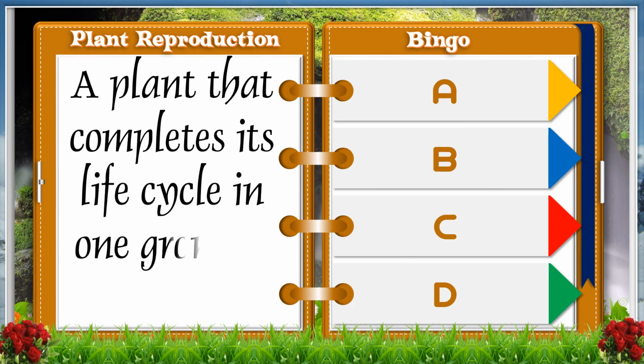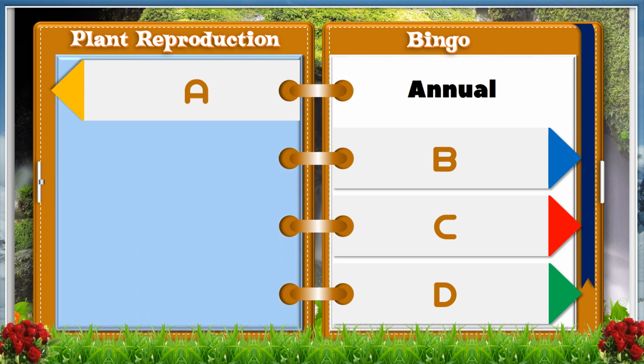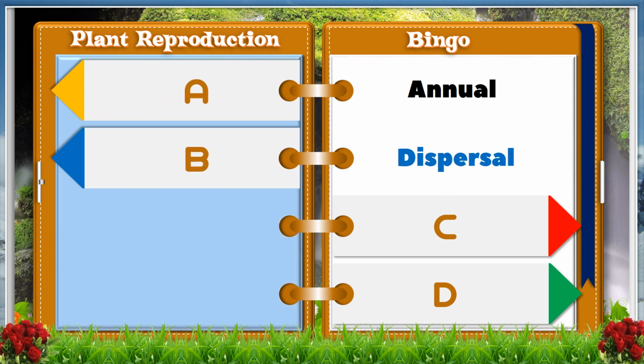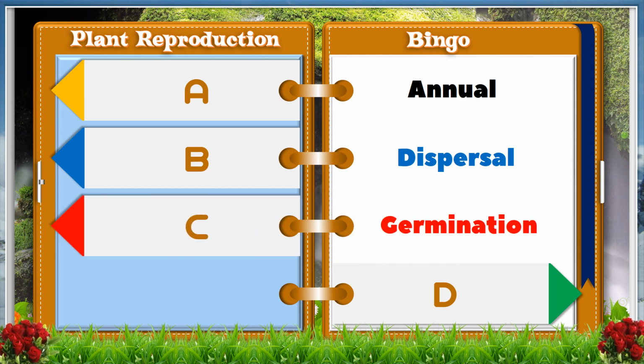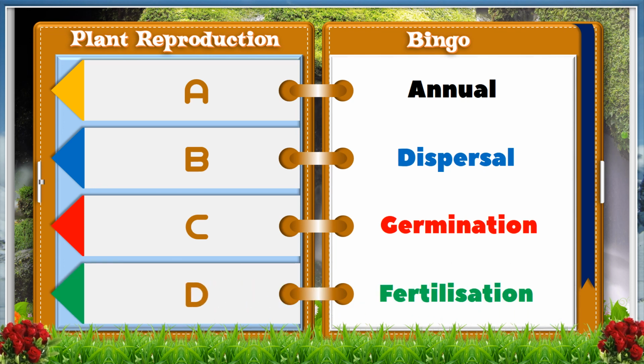A plant that completes its life cycle in one growing season. A. Annual. B. Dispersal. C. Germination. D. Fertilization. And the answer is A. Annual.